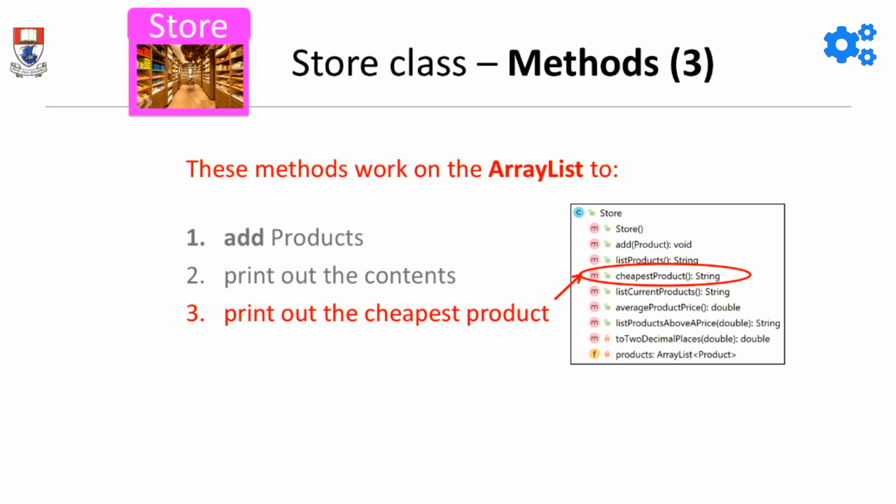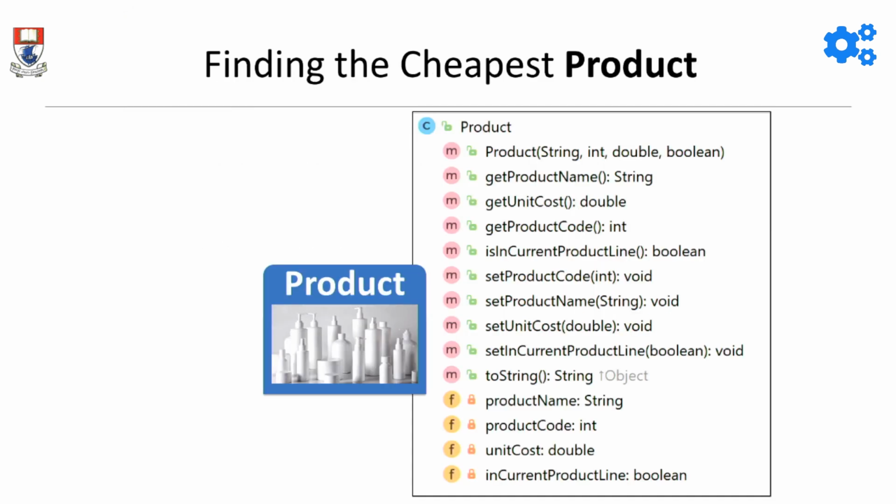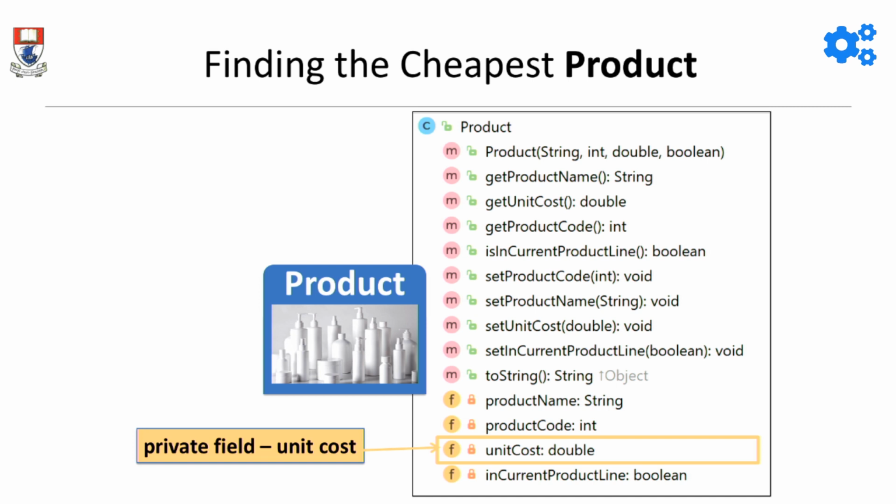So onto the third method in the store class, and this is the cheapest product. Print out the cheapest one. So again, here's the product class. It has a private field called unit cost. It has a getter called get unit cost, which will tell you what the value of that field is.